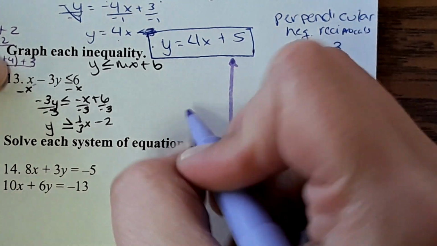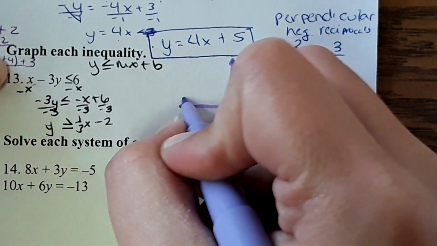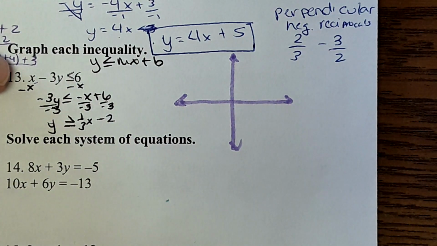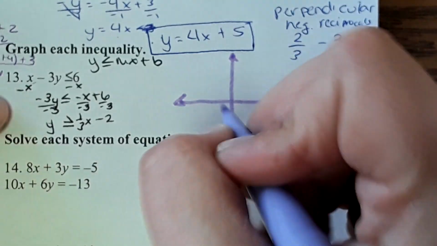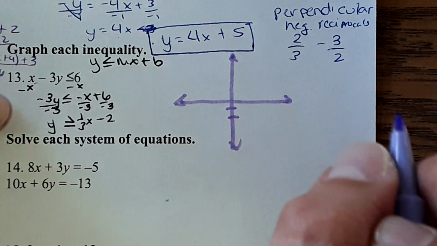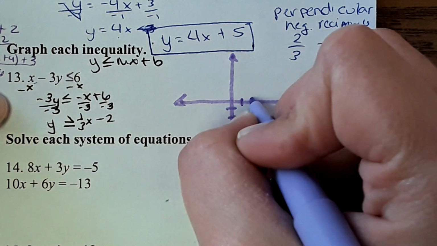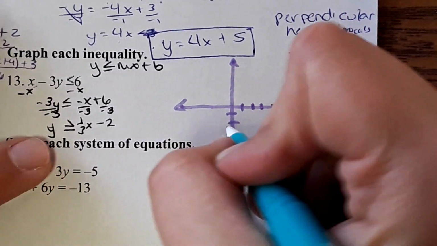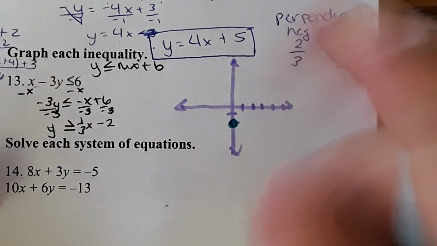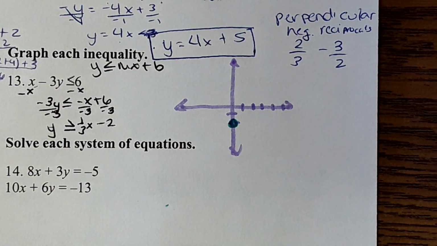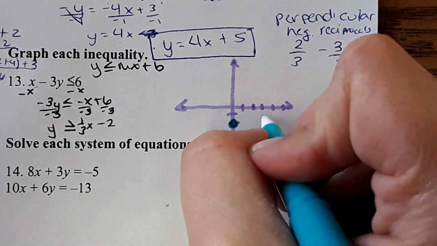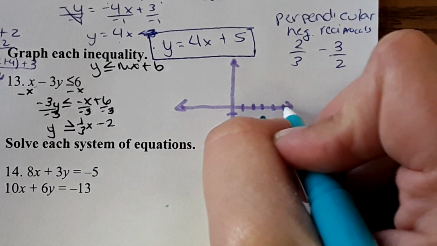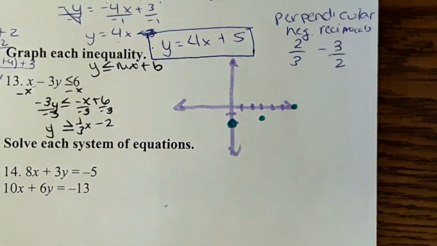So here is our graph. The y-intercept is at -2. And then the slope is 1/3. So we're going to go up 1 over 1, 2, 3, up 1, 1, 2, 3, like that.